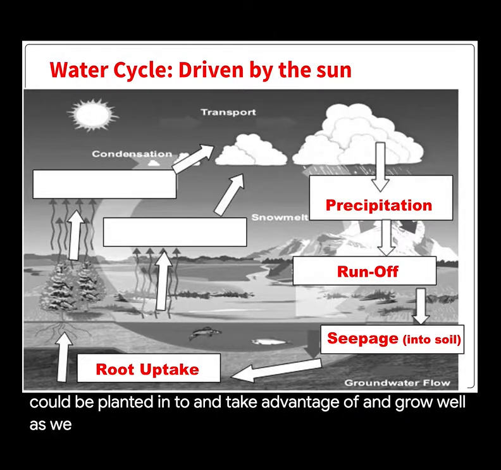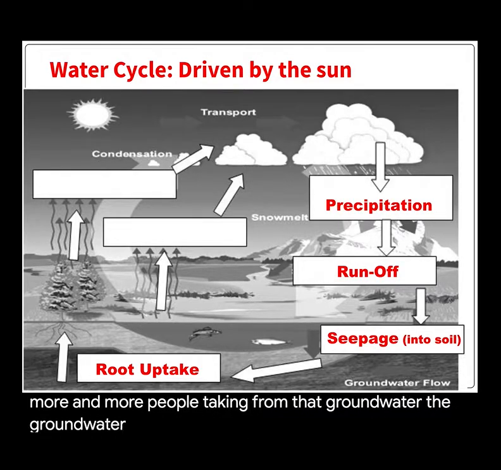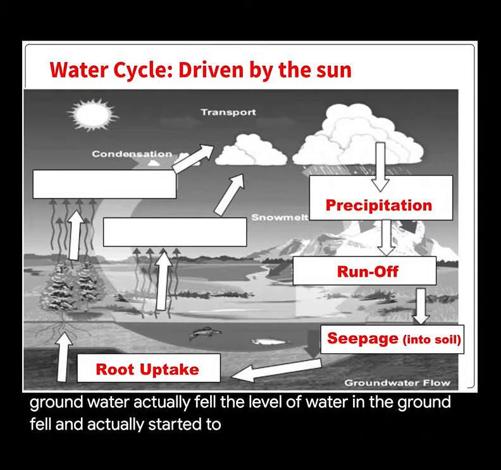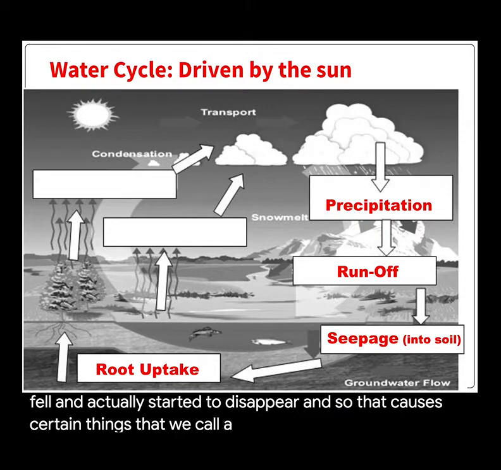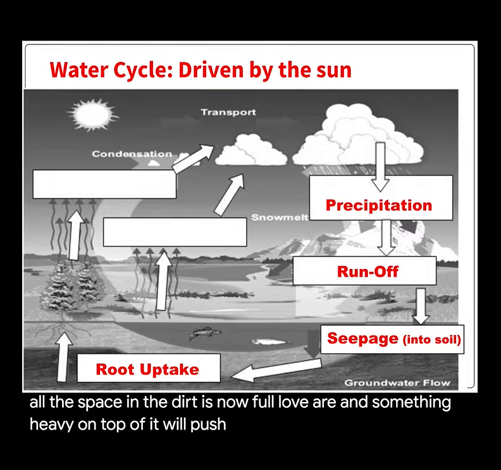Well, as we grew more and more plants, and as we started having more and more people taking from that groundwater, the groundwater actually fell. The level of water in the ground fell and actually started to disappear. And so that causes certain things that we call a sinkhole, when suddenly all the space in the dirt is now full of air and something heavy on top of it will push it down and you get a sinkhole.